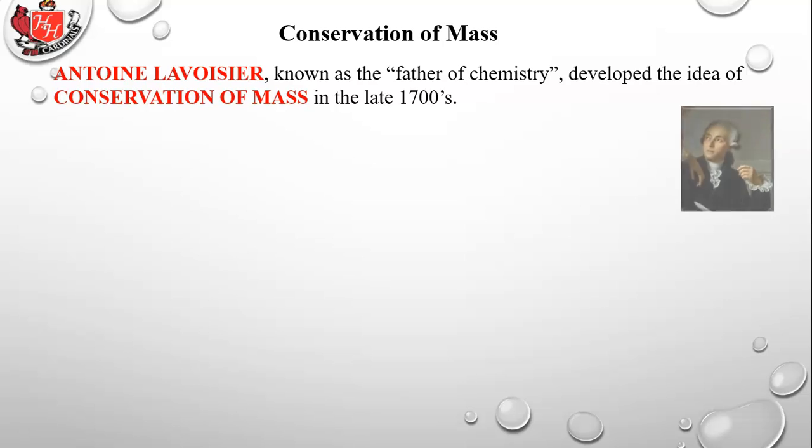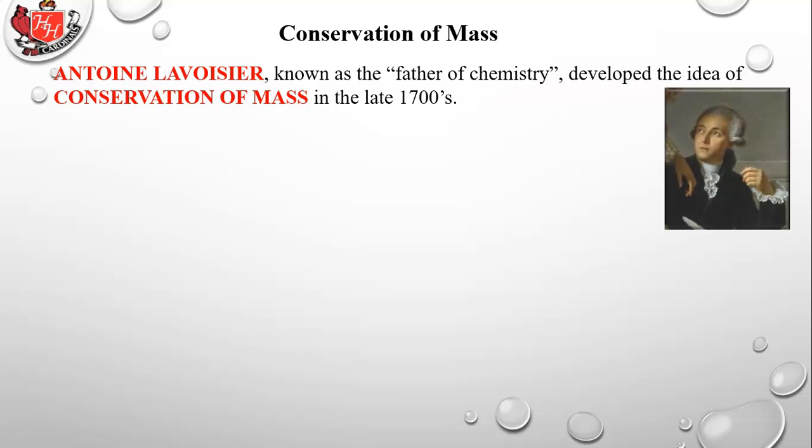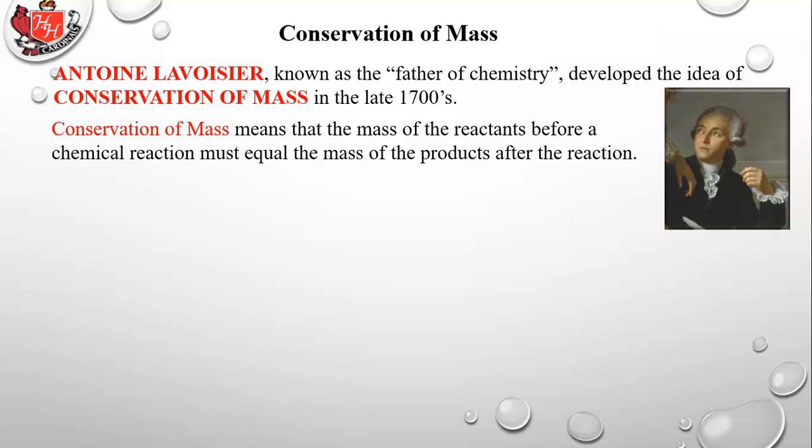Conservation of mass. Antoine Lavoisier, known as the father of chemistry, developed the idea of conservation of mass in the late 1700s. Conservation of mass means that the mass of the reactants before a chemical reaction must equal the mass of the products after the reaction. In short, what that means is you cannot create or destroy atoms. Whatever atoms you had before the reaction, you must have those same atoms at the end of the reaction.